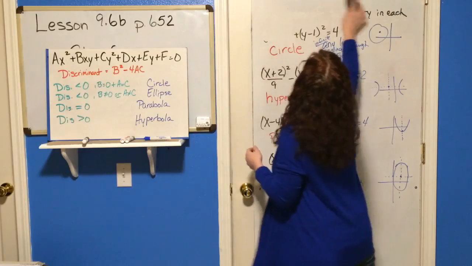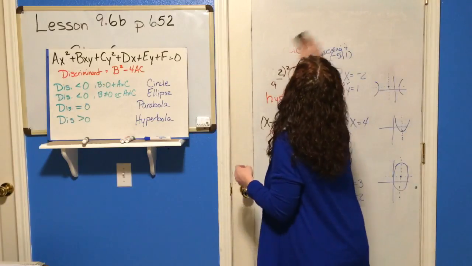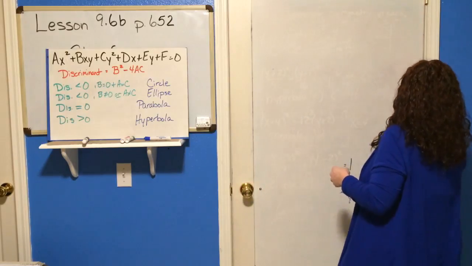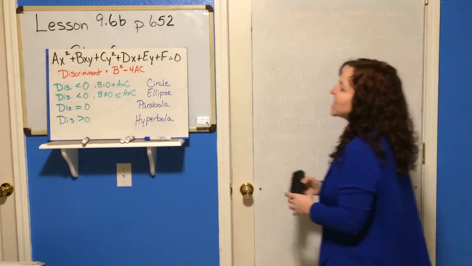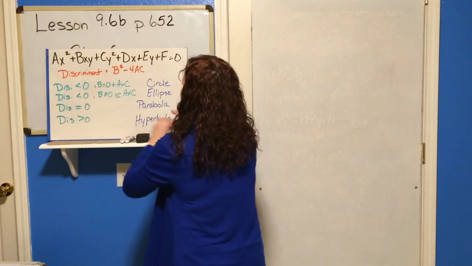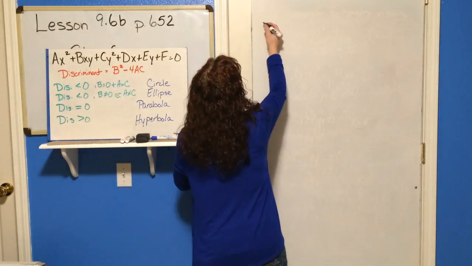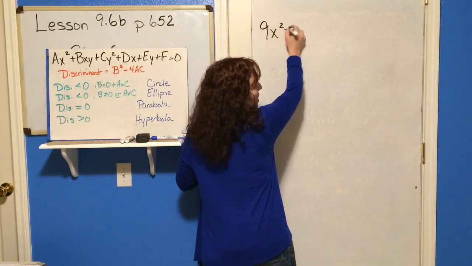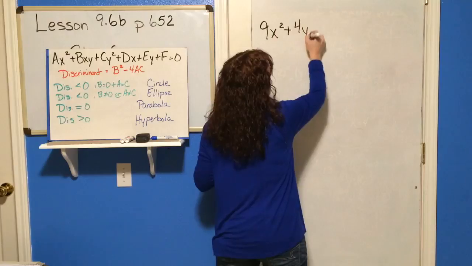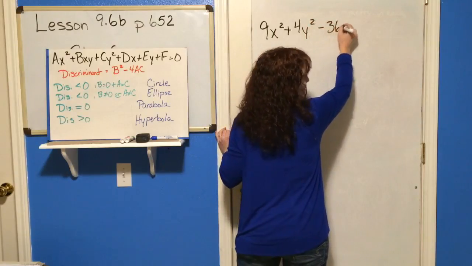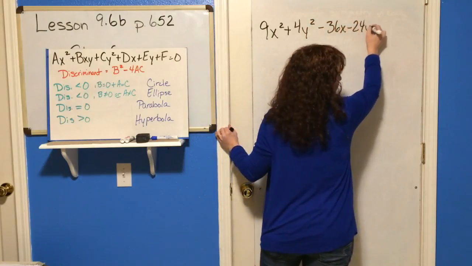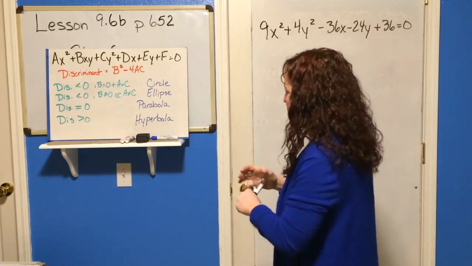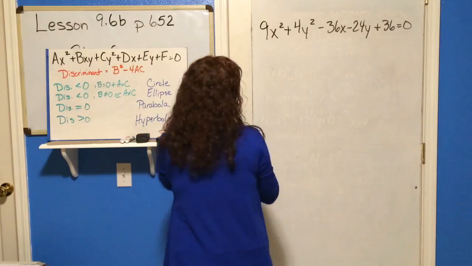So what we're going to want to do then with this information is we want to classify. We're going to look at an equation, and let me give you one here. While you're writing that down, I'm going to give you a problem. 9x squared plus 4y squared minus 36x minus 24y plus 36 equals 0. All right, so we have this big old long equation.